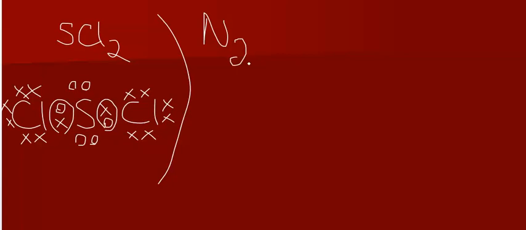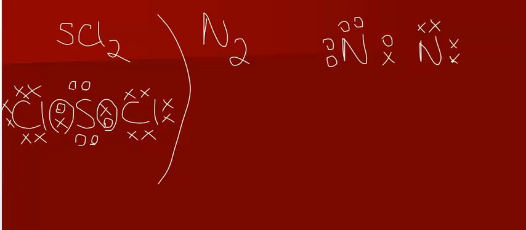Let's do one more. N2. It's only got 2 atoms. Just randomly put the 5 electrons around each nitrogen like this. Now if I try a single bond that is 2 electrons, which I've tried here first, it doesn't work because each nitrogen only has 6. They want 8. So I can't add electrons, but I can try a double bond or a triple bond.